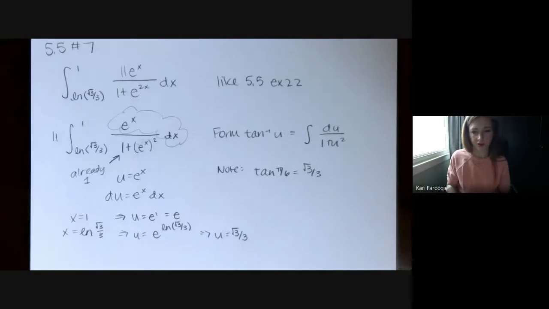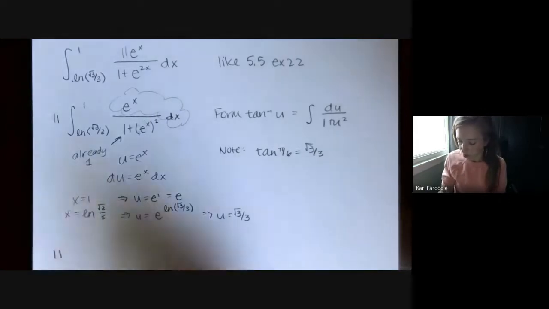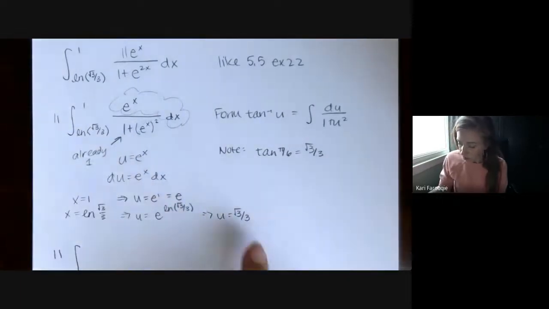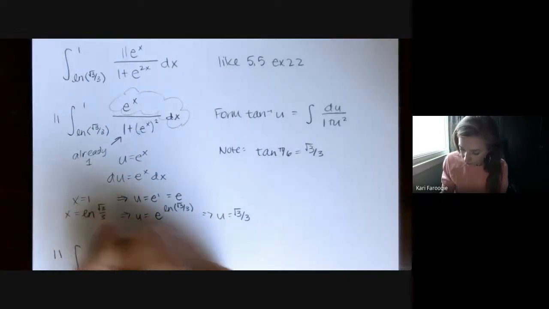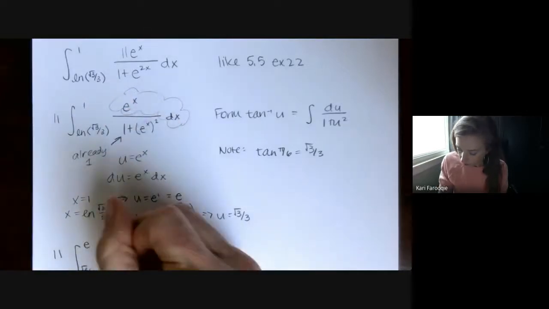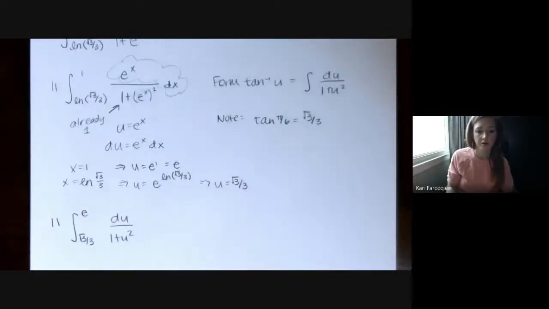Okay, any questions here? Wonderful. Okay, let's get this rewritten in terms of u. Don't forget we still have this 11 in front. 11 is such a weird constant multiple because it's just not that recognizable. It just looks like vertical lines. And then we're going to go from u equals root 3 over 3 to e. And our integral is then rewritten in terms of u as du divided by 1 plus u squared. Oops, running out of space.